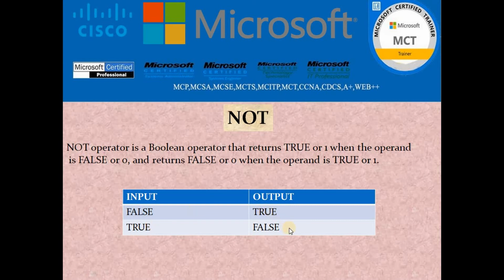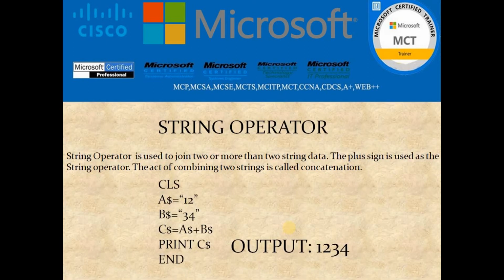Okay, now we have another type of operator that you need to understand carefully. That is the string operator. A string operator is used to join two or more string data. Don't forget, I'm talking about string data. If you would like to merge or add two or more values, but those values are given in string format, in that case you need to use the string operator. For a string operator, the plus sign is used.